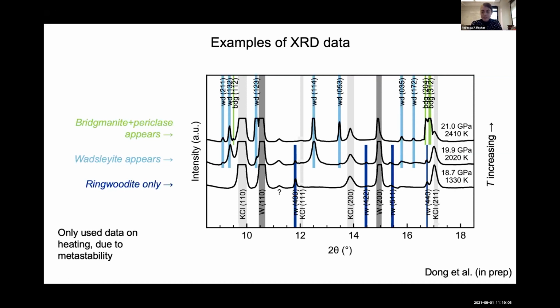Finally, as we go up to this 3rd pattern at the highest temperatures, again, some of the wadsleyite peaks persist, but we now get these big green peaks coming in that are from the bridgemanite. So that's how we go through and sort of analyze a series of diffraction patterns to assign phase stability to them.